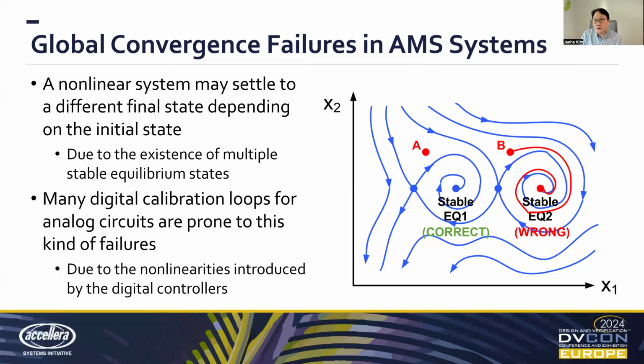And for traditional analog circuits, these global convergence failures happen only for some limited set of circuits, such as bandgap references with self-biasing schemes. They have some startup failures, and also some oscillators, which may exhibit multiple modes of frequencies. But today, we now see more frequent occurrences of these failures due to the use of digital calibration loops calibrating various aspects of the analog circuits. This happens because once you bring in the digital calibration loops, digital circuits are inherently nonlinear, and those nonlinearities turn the entire system into a nonlinear system, which is prone to these kinds of failures.